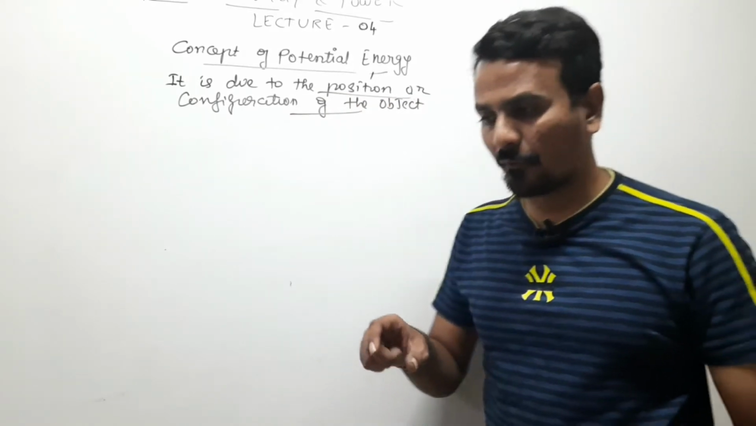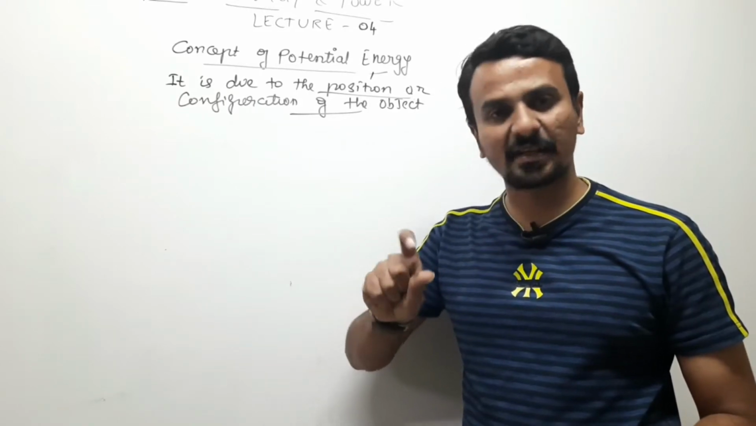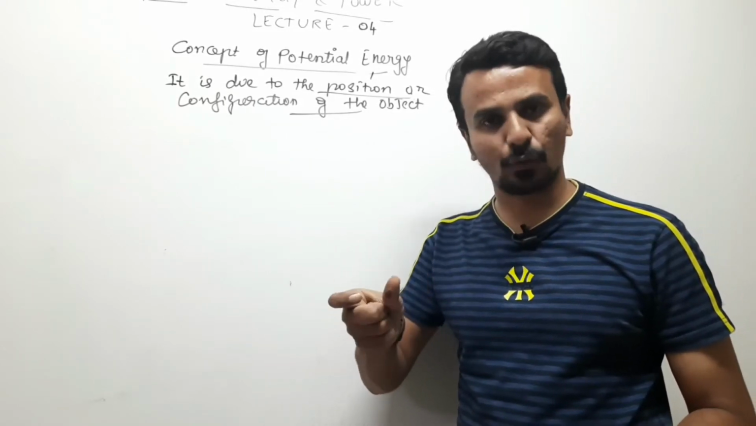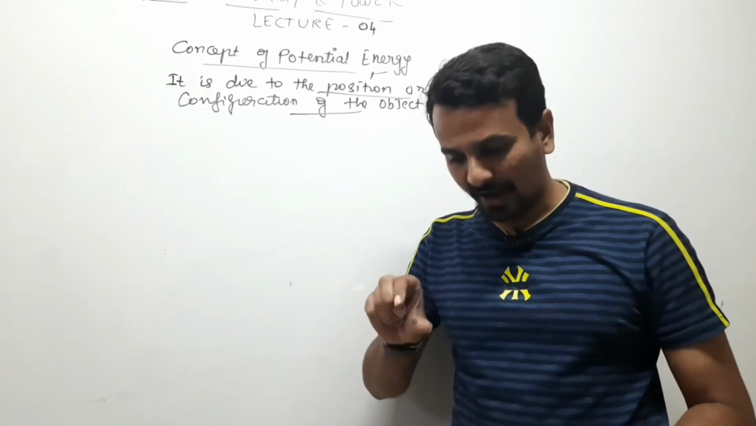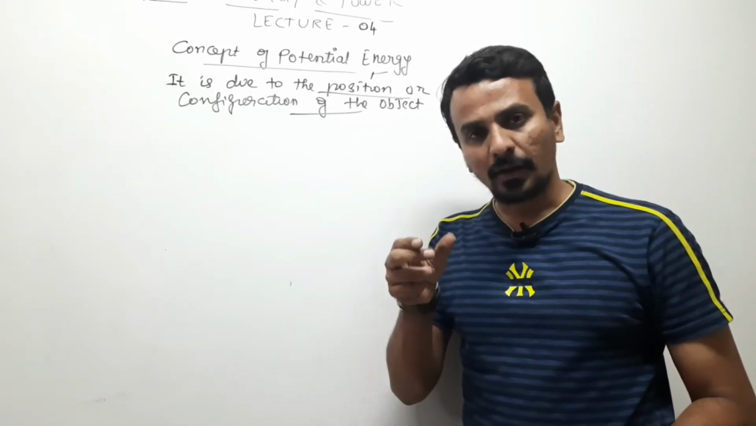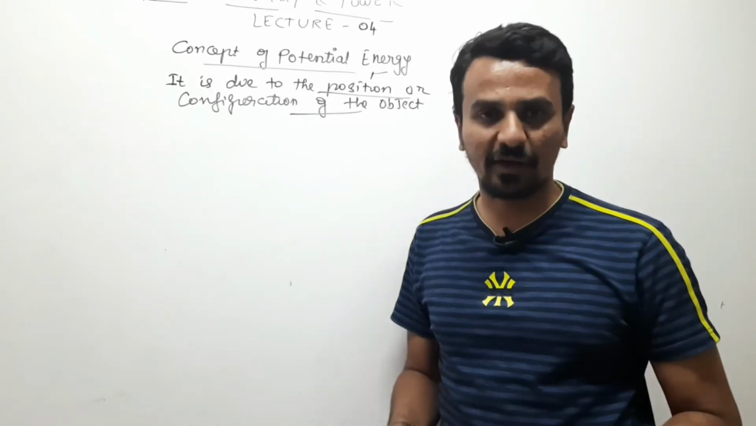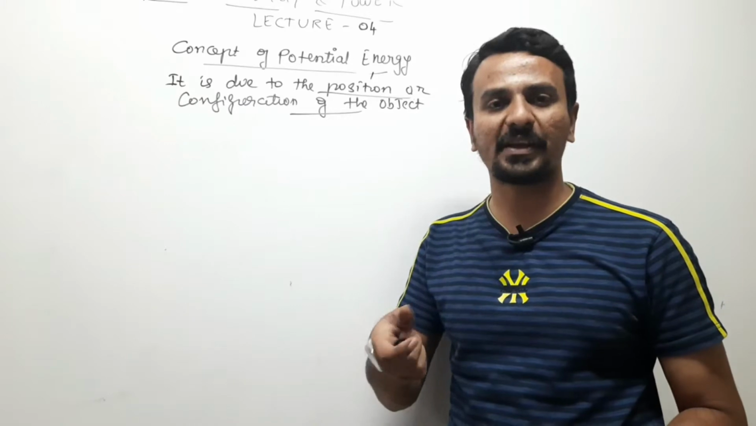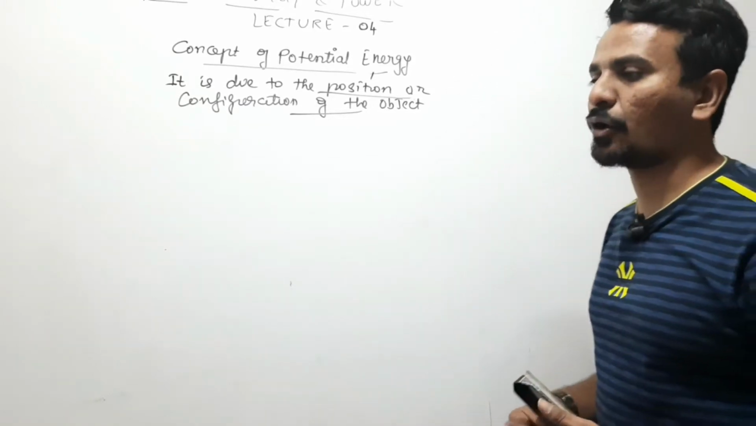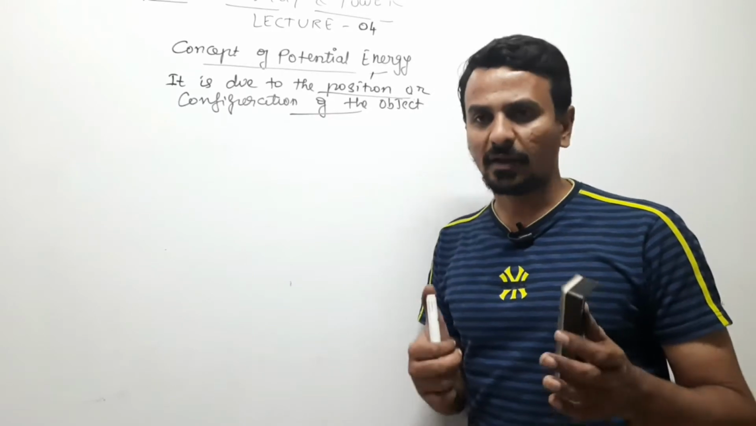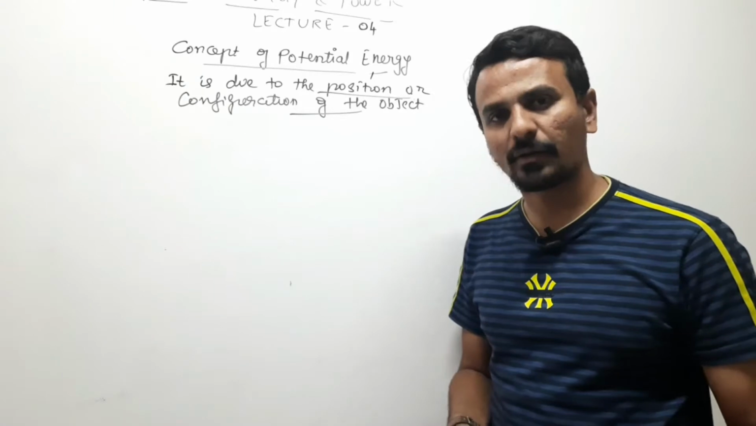When you are winding a toy, you are changing the configuration of that particular screw. And when it gets unwound, it moves. That means while winding, some energy is stored in that screw. That is known as potential energy, because you have changed its configuration or position. So the energy developed because of change in configuration or position is known as potential energy.